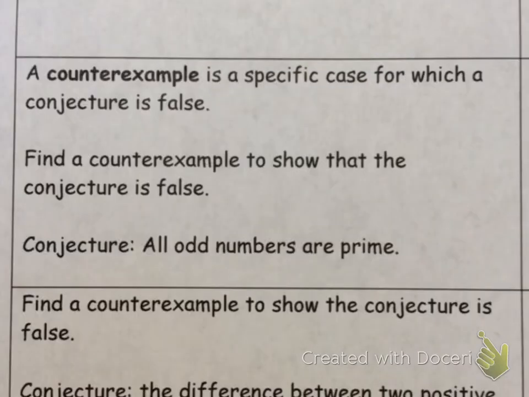Okay. So when we are trying to prove whether or not our conjecture is true, sometimes we're looking for what's called a counterexample. My examples on my last two problems always worked because the rule I picked was true. But sometimes when our rule is false, we have to find the one example that shows that it's false. That example is called a counterexample. A counterexample is a specific case for which the conjecture is false. So find an example to show that the conjecture is false.